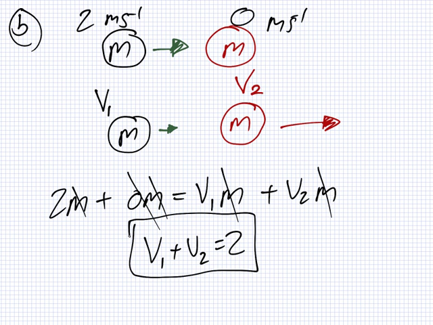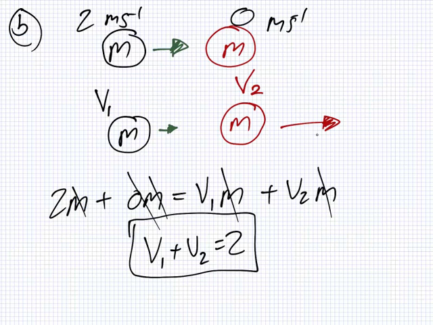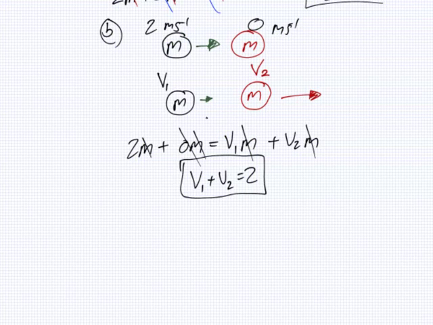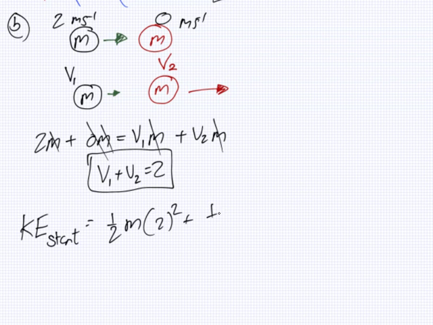The 10% we can use. I told you 10% is lost. So let's calculate the kinetic energy at the beginning. We're going to do 10 over 100 for the kinetic energy. What is the kinetic energy? I'll write KE start for the start. It'll be a half m 2 squared plus a half m 0 squared, which equals, well, that's gone, isn't it? 2 squared is 4, divided by 2, 2m.